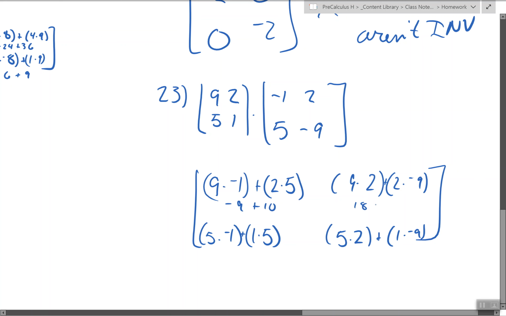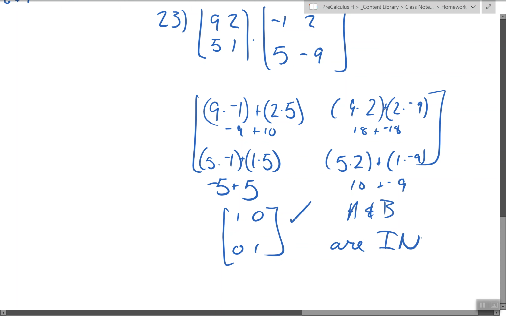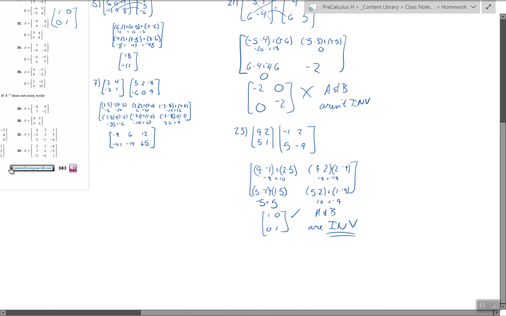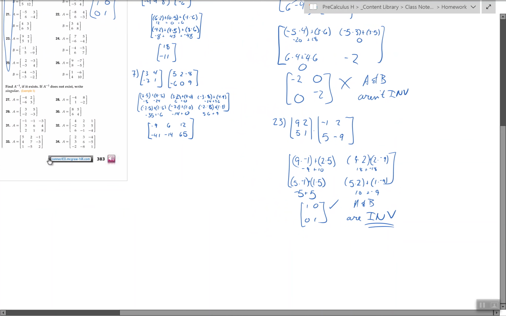We've got 18 and negative 18. We've got negative 5 and 5. And then we've got 10 and negative 9. Okay, so this one doesn't quite fit the pattern, but it still works out for us. We do end up with 1, 0, 0, 1. So A and B are inverses here. And even though it didn't fit the pattern, it still gave us the inverse property. So there are other ways to get inverses, and we've got one here that doesn't quite fit the pattern, but it gives us an inverse.